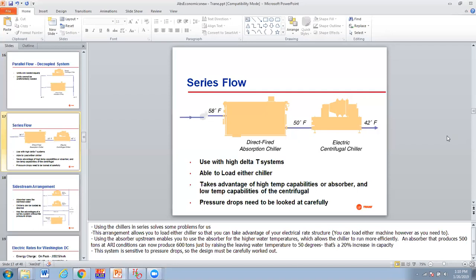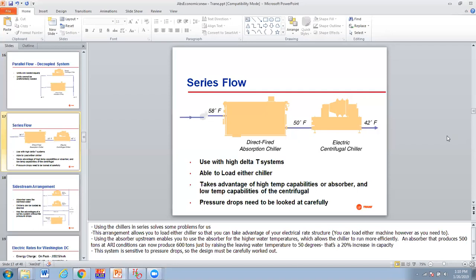So for example, if this absorber was rated at 500 tons at American Refrigeration Institute standard rating conditions, it can now produce 600 tons. So you get an extra 100 tons of capacity by giving it such high inlet water temperature, which then allows it to have fairly high leaving water temperature of 50, because we're going to polish it off later with a centrifugal. So we get a 20% increase in capacity.